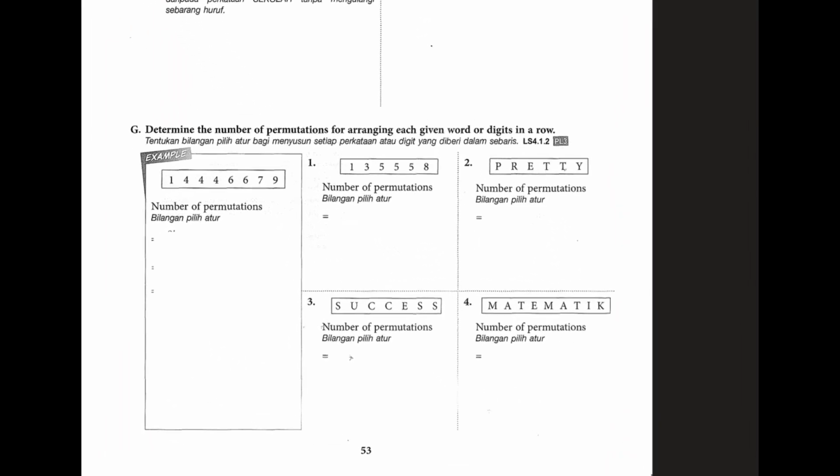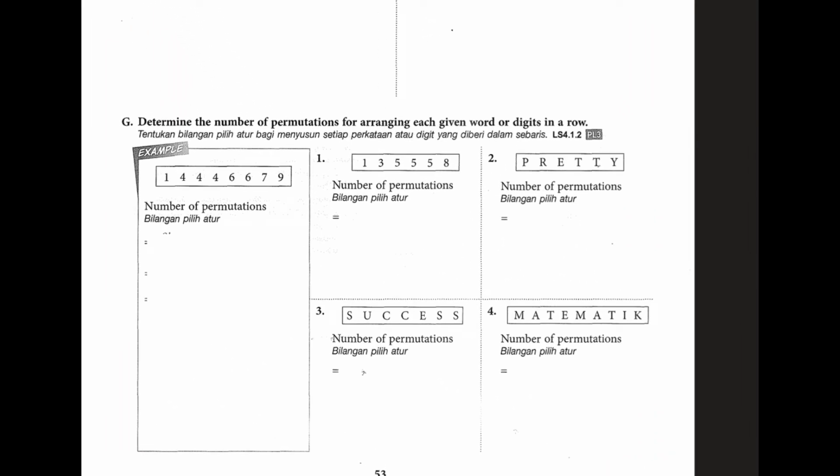Determine the number of permutations for arranging each given word or digit in a row. Okay, so now what we see here is we have the same digit. You see we have 4, 4, 4, 6, 6. They are repeating digits. So if you have repeating digits or identical objects, the formula is going to be like this.